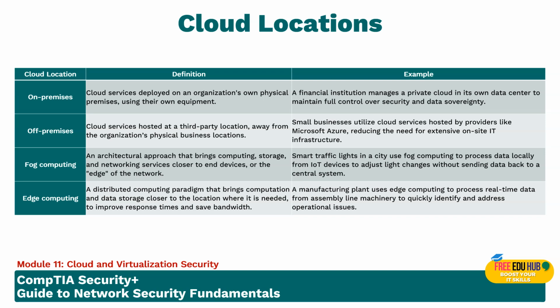Then we have off-premises: cloud services hosted at a third-party location away from the organization's physical business locations. It means the setup would include traditional public and private cloud services hosted in the provider's data center. This model may reduce the operational burden on the organization and can offer greater scalability and cost efficiency, but at the potential cost of lesser control over the physical hardware. An example could be small businesses utilizing cloud services hosted by providers like Microsoft, reducing the need for extensive on-site IT infrastructure. Then we have fog computing.